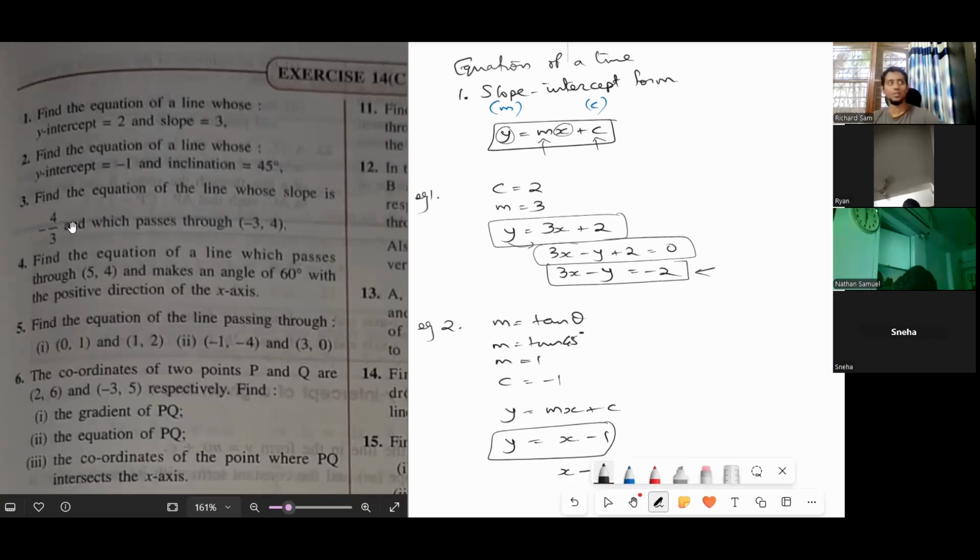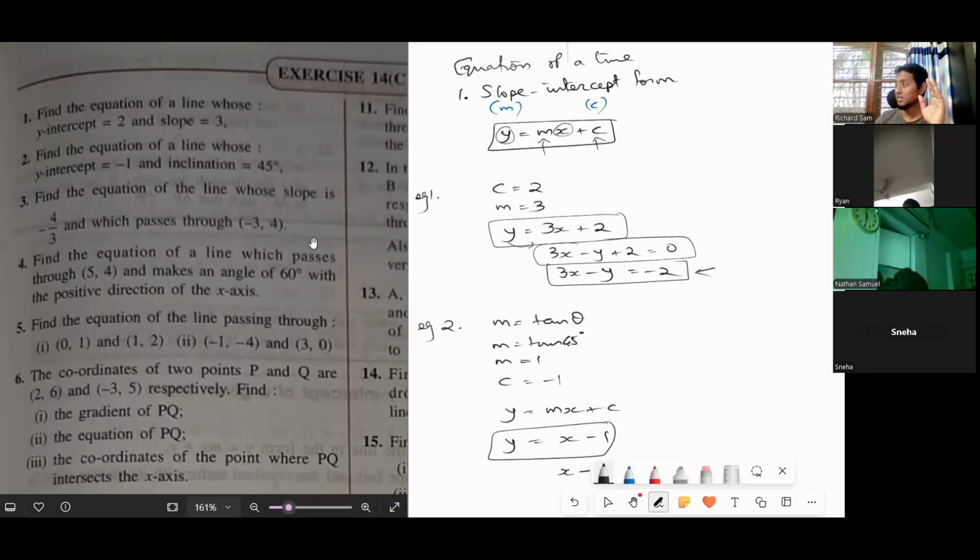Okay, look at the third question now. Find the equation of a line whose slope is minus 4 upon 3, which passes through minus 3 comma 4. So they gave a point. You have to find the equation of a line.